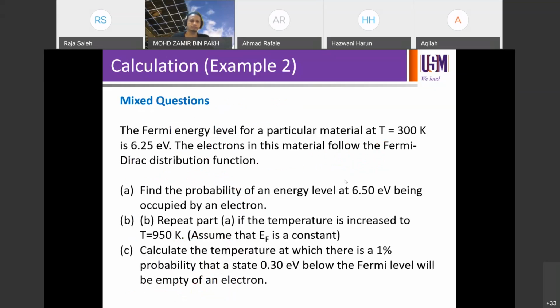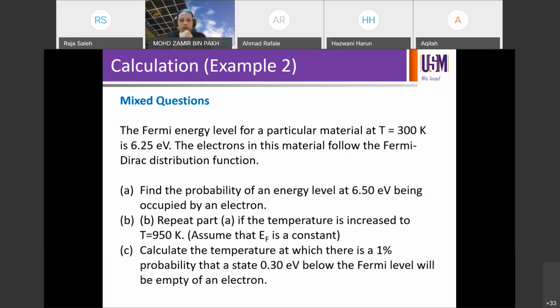Okay, number 3. Now we are asked to calculate the temperature instead. So in the previous one, the temperatures were given. Now the temperature is requested. So calculate the temperature at which, you have to be able to translate this into a mathematical equation, there is a 1% probability. So 1% probability equals 0.01, that a state 0.3 eV below EF.